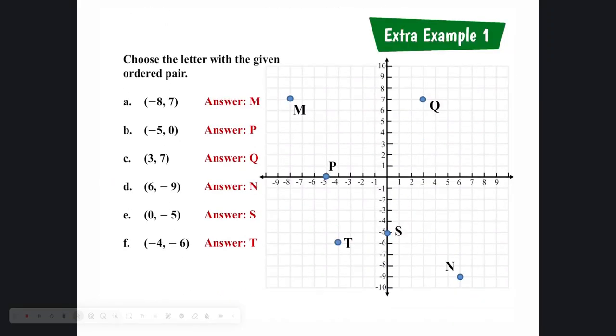The answer to problem A is M. The answer to problem B is P. The answer to problem C is Q. The answer to problem D is N. The answer to problem E is S. The answer to problem F is T.